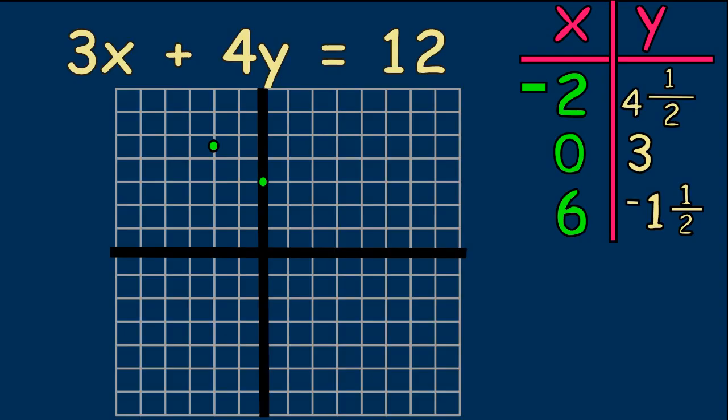To graph this one, start at the origin, move to the right 6 spaces, and down 1.5 spaces. Put a dot to mark your spot. Now all we have left to do is to connect the dots. To recap, make a chart. Choose some x values, solve for y, and graph the coordinates. Don't forget to connect the dots.